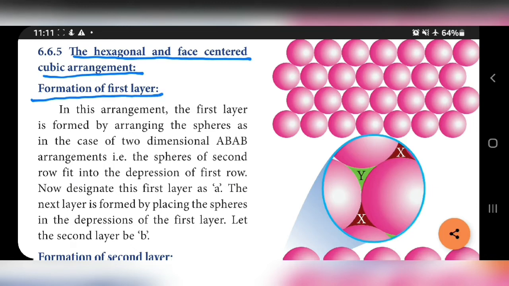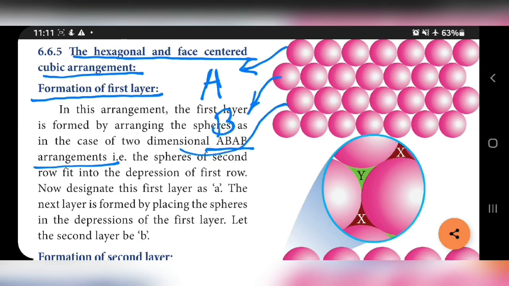In this arrangement, the first layer is formed by arranging the spheres as in the case of two-dimensional ABAB arrangements. Here ABAB arrangement takes place. That is, if we are assuming this is the A arrangement, this is the B arrangement, and this is similar to A and this is similar to B. So this is called AB arrangement.